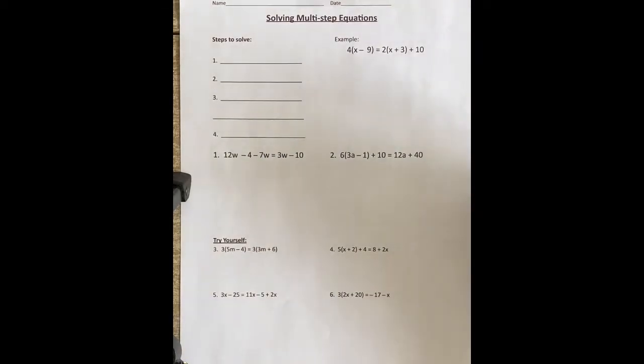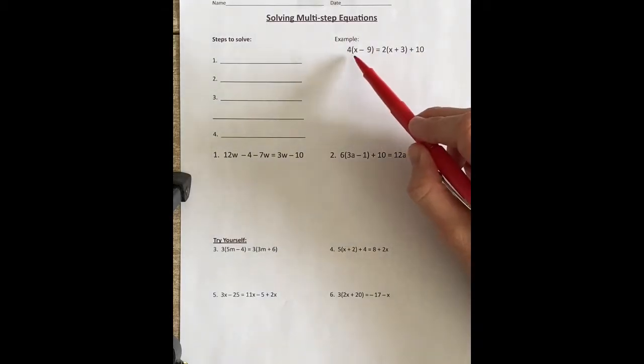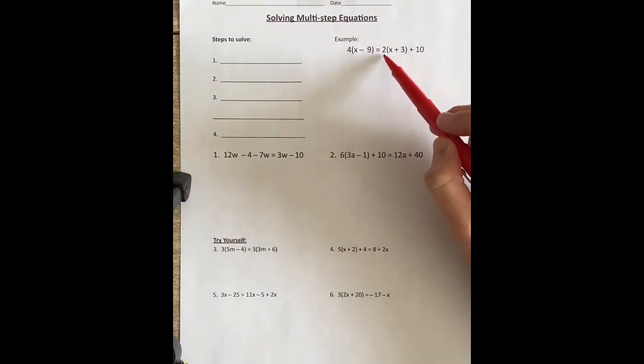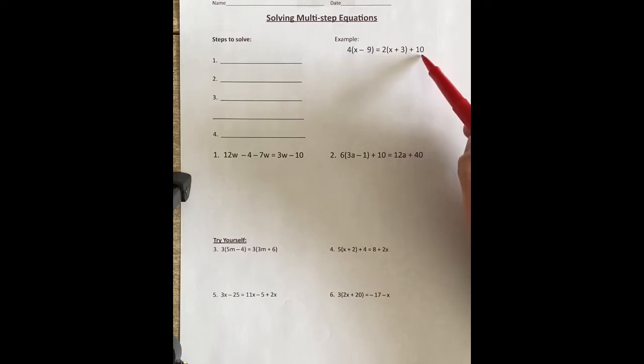Hi everyone. So today we're going to learn about solving multi-step equations. First I'm going to go through the steps, and as we go through the steps, I will solve the example that we have over here. So the first equation we have is 4 times (x minus 9) equals 2 times (x plus 3) plus 10.